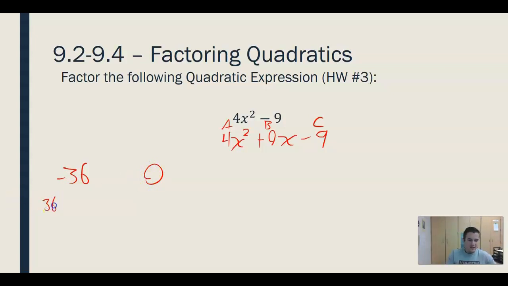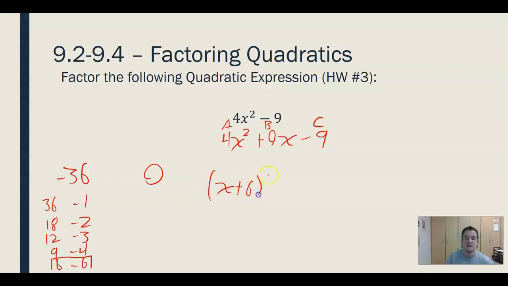Well, I have 36 and negative 1. I have 18 and negative 2. I have 12 and negative 3. I have 9 and negative 4. And then I have 6 and negative 6. I'm not going to write the other sets of those factors because right here I can see 6 plus negative 6 is 0. So I'm going to write my factors like this.